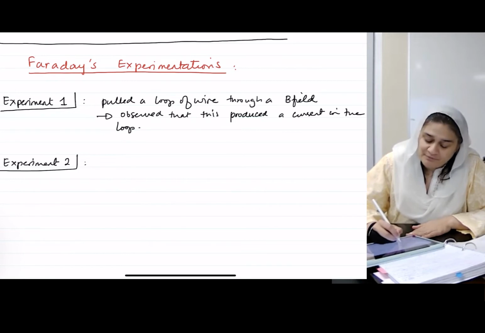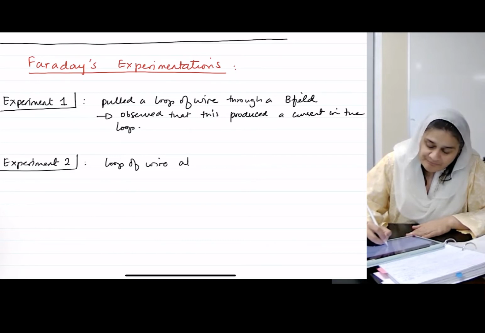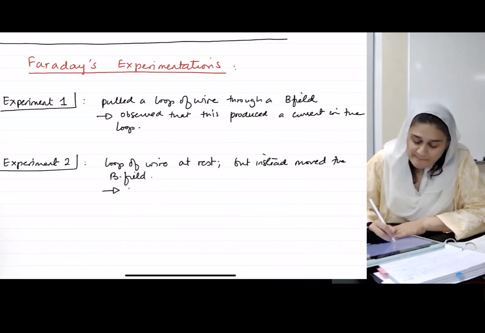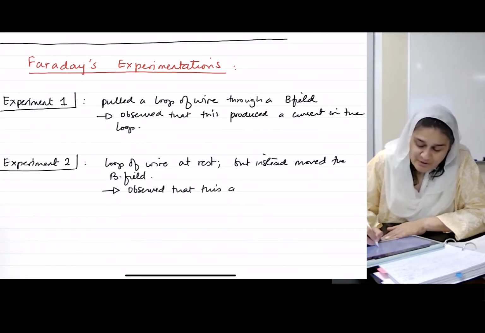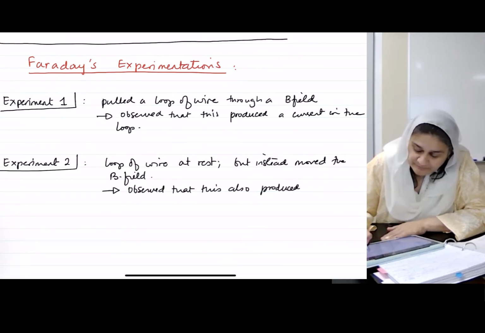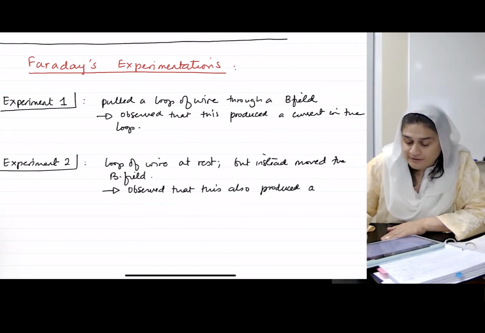So experiment 2, he kept the loop of wire at rest, but instead moved the B field. What did he observe? He observed that this also produced a current in the loop.